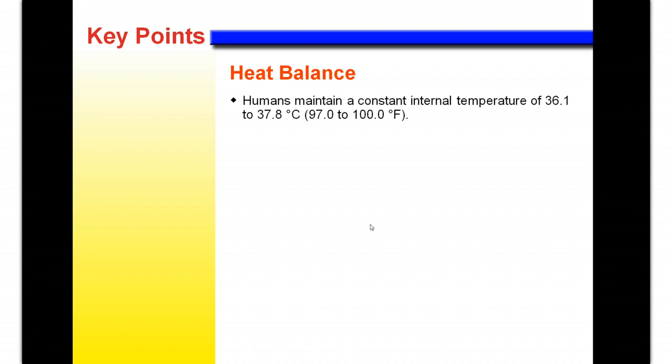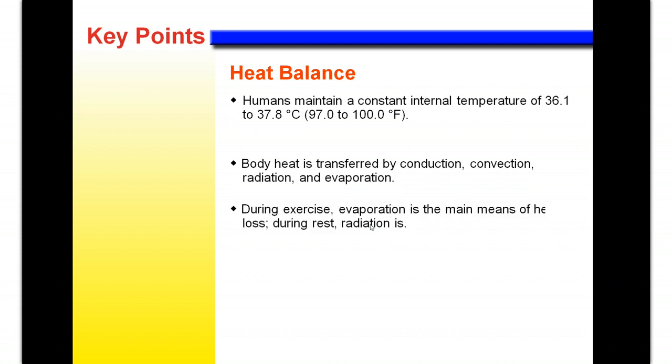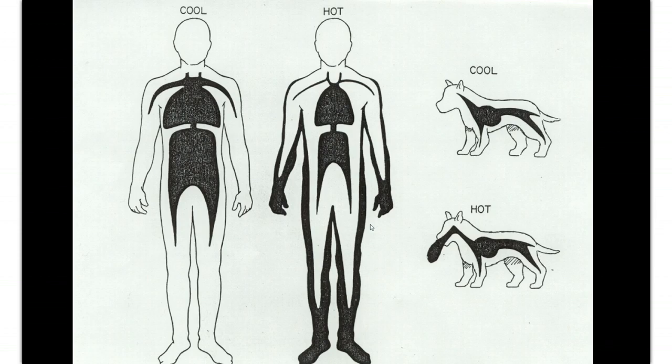Okay, so heat balance and our total body water are very closely related. Humans maintain about 97 to 100 degrees Fahrenheit temperature balance. Body heat is transferred by conduction, convection, radiation, and evaporation. Evaporation is the most important during exercise. Okay, during exercise, evaporation is the main means of heat loss. During rest, radiation is. So higher humidity also reduces the potential evaporation, and therefore it affects heat loss.